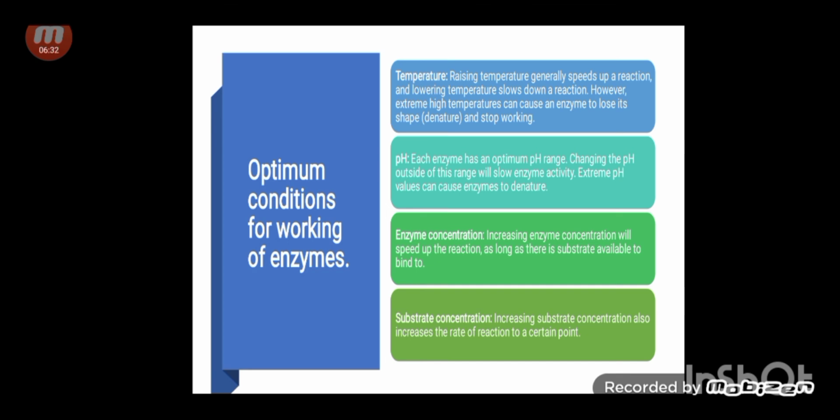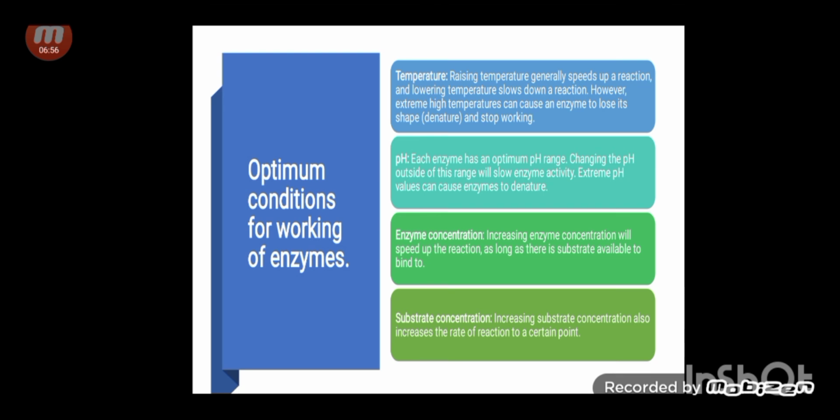Enzyme concentration. Increasing enzyme concentration will speed up the reaction as long as there is a substrate available to bind it. When you have a reaction, you have substrate, and you are adding enzyme; the more the enzymes, the more it will speed up the reaction. Similarly, you have substrate concentration.